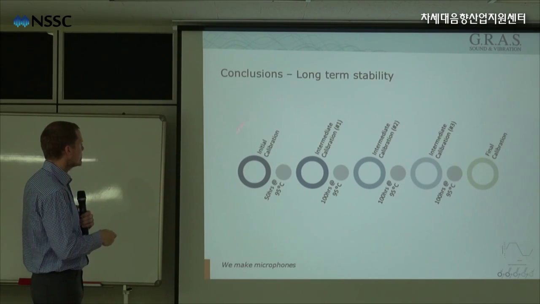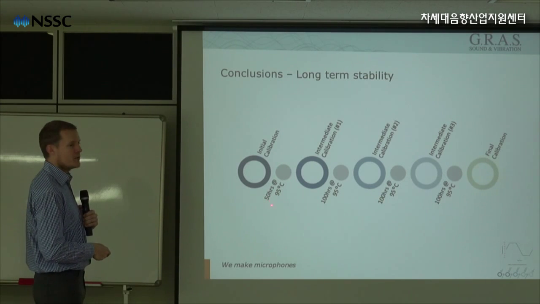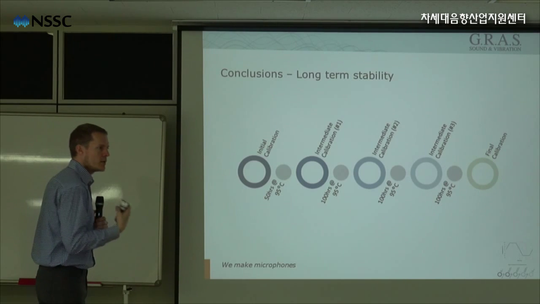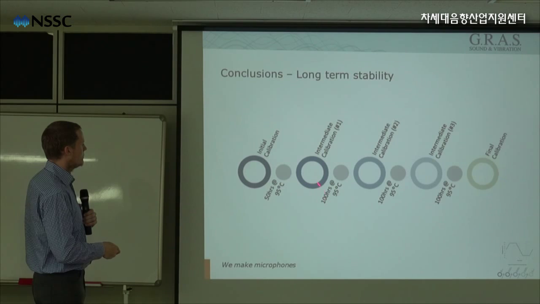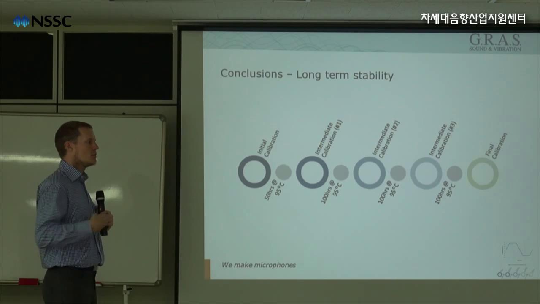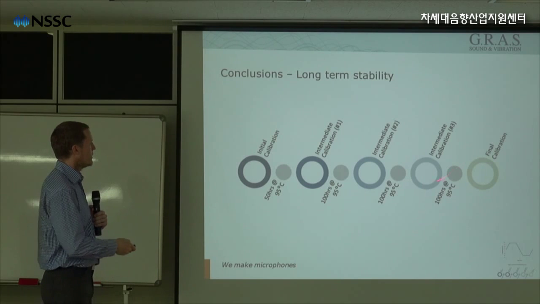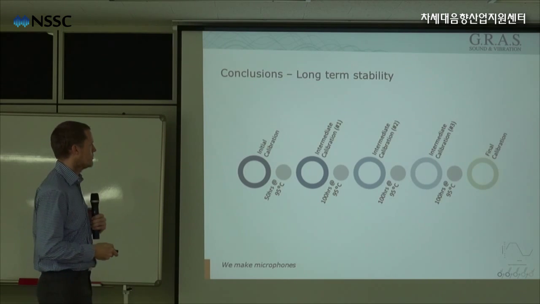For the constant temperature test, we have 95 degrees, and we expose the microphone to this temperature for 50 hours. Then we make a recalibration. After the recalibration, we expose it to another 100 hours and make a recalibration again. And then another 100 hours recalibration, and another. A total of 350 hours for the microphone.